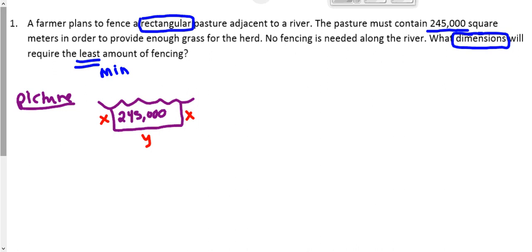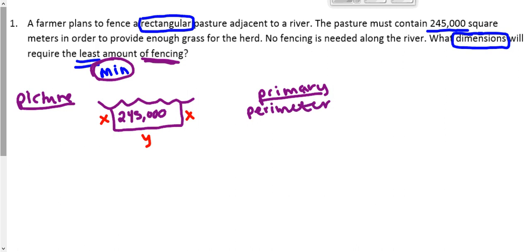So we've labeled that, and then the next thing that we need is a primary equation. In this case, that's what we're minimizing. So we need to minimize the amount of fencing, which means our primary is going to be about our perimeter. To get the perimeter of this, we will add all of our sides up. So that would actually be 2x plus y.